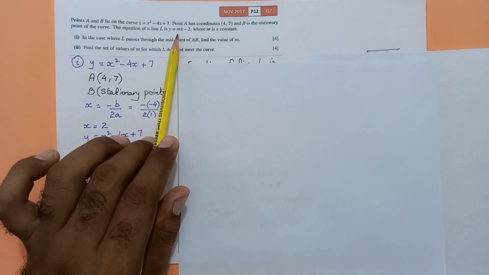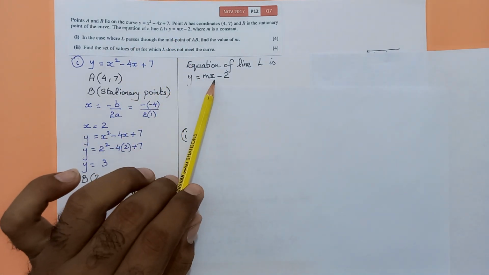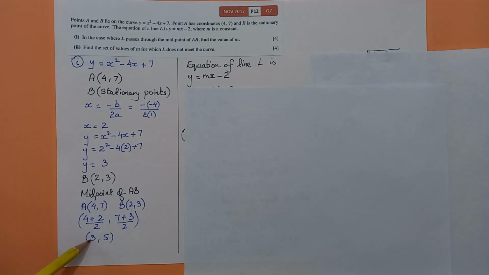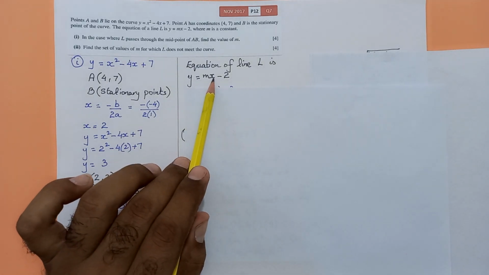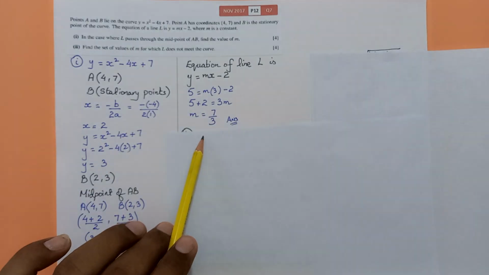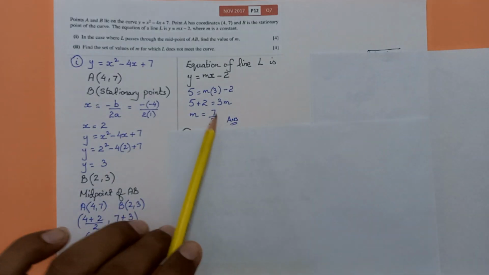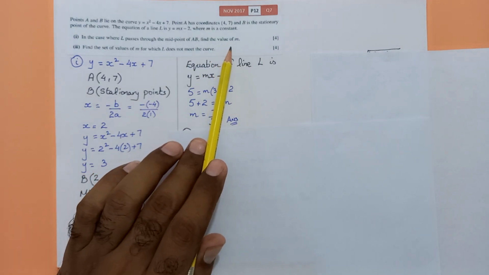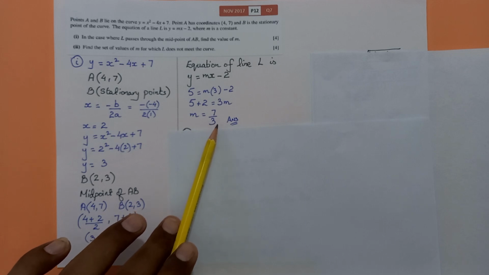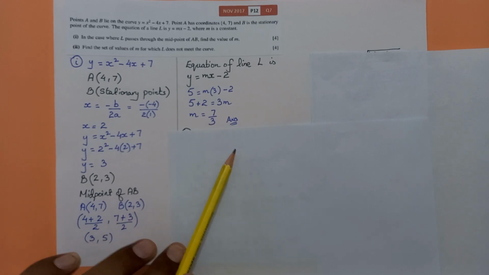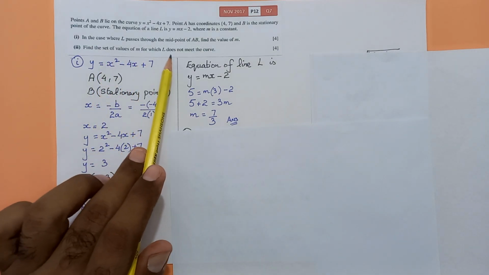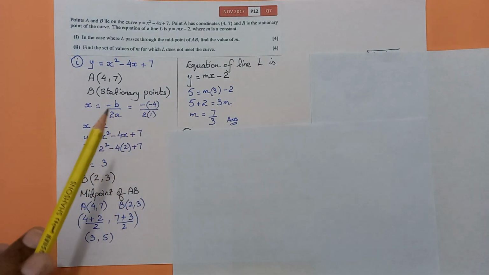The equation of the line L is y = mx - 2, and this line passes through the midpoint (3, 5). So just place the value (3, 5) here. Instead of x, write 3, instead of y, write 5, and rearrange it, and finally get the value of m, which is 7/3, which was the requirement of the question. In the first part, find the value of m, and finally we have found the value of m as 7/3. In the second part, it said to find the set of values of m for which the line does not meet the curve.